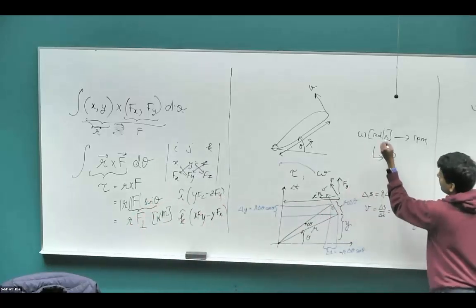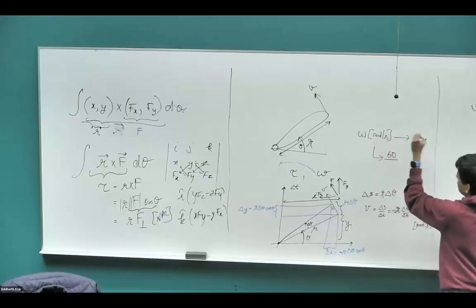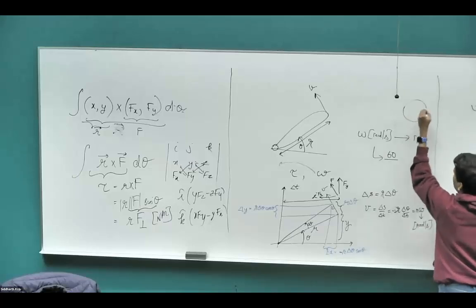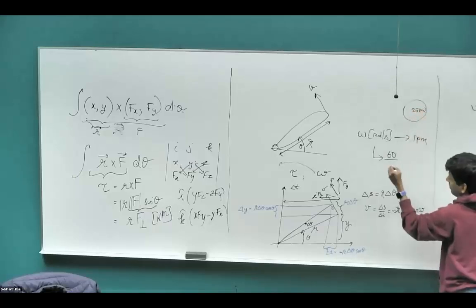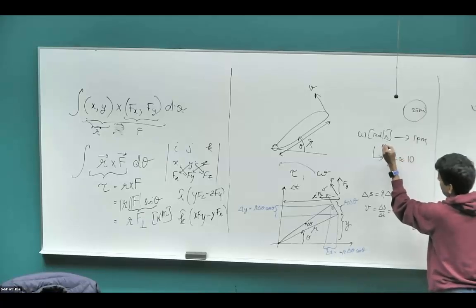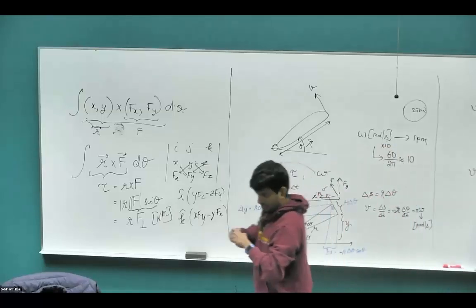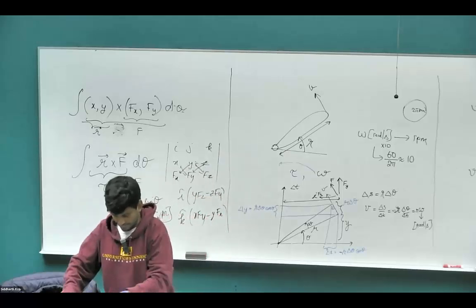So you want to go from seconds to minutes, so multiply by 60. You want to go from radians to rotations. In one single rotation, you have 2 pi radians, right? So divide by 2 pi. This is roughly equal to 10. So if you want to do a quick calculation, just multiply omega by 10. But the correct value should be 60 over 2 pi. Okay. Anybody have any questions so far?